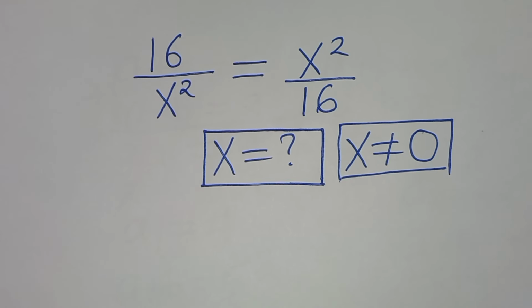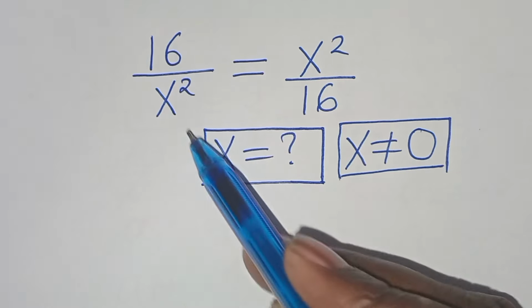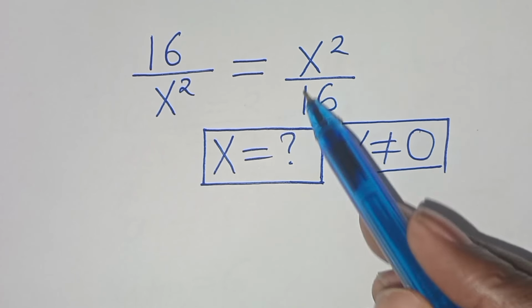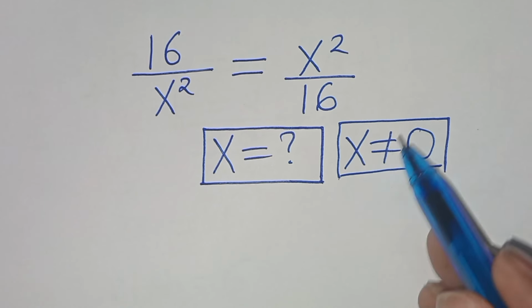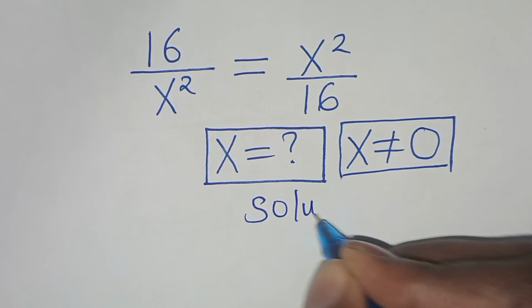Hello everyone, you're welcome to solve this nice algebra problem: 16 divided by x to the power of 2 is equal to x to the power of 2 over 16. So what are the values of x, given that x is not equal to 0? Let's present the solution from here.